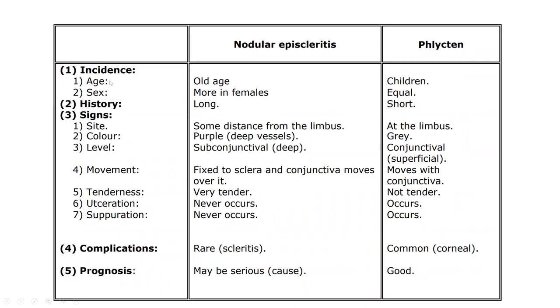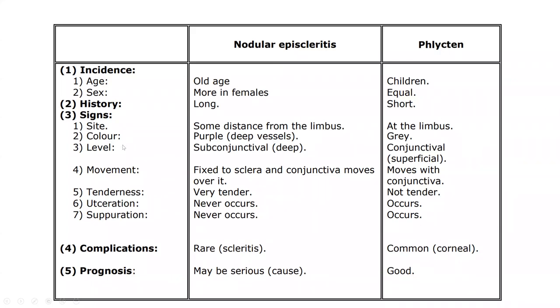Depending first on the incidence, nodular episcleritis is more common in the older age group, as we just mentioned, between 30 to 50 years old, while phlyctenule is more common in children. Sex: nodular episcleritis is more common in females, while phlyctenule is equal in males and females. Nodular episcleritis can have a long history. They will have a history of recurrent attacks in the past, while phlyctenule doesn't show this long history.